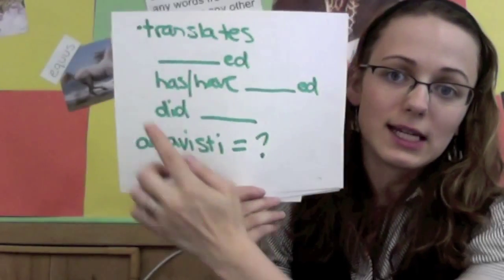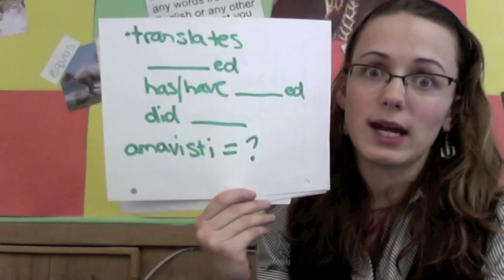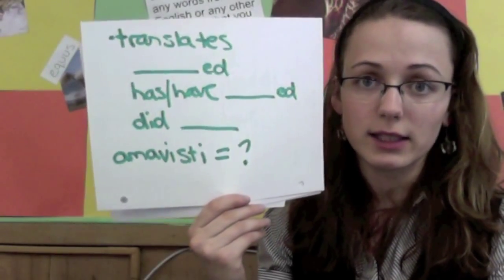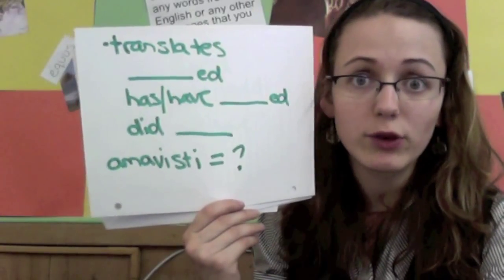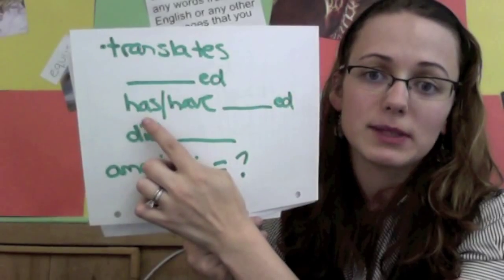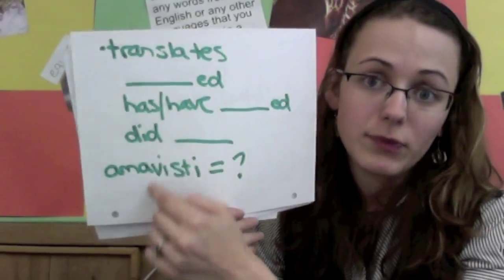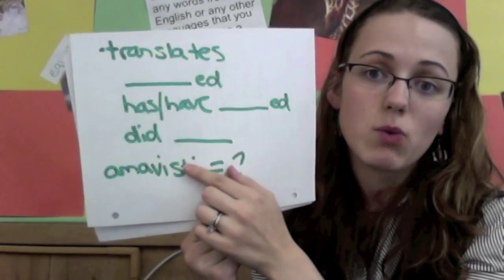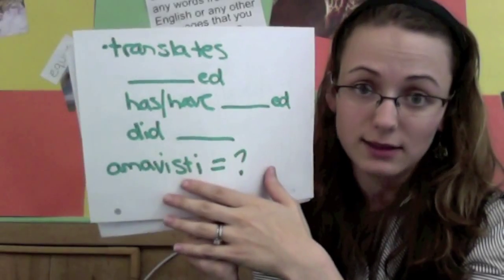Perfect tense translates as just a regular old past tense. So I wrote an -ed. So you could have like I jumped, I studied, I ate, I ran, whatever the verb is. It's just the basic past tense. You also can use the helping verbs has, have, or did. So I have studied, I did study. So any of those three ways translate for the perfect tense, all right?